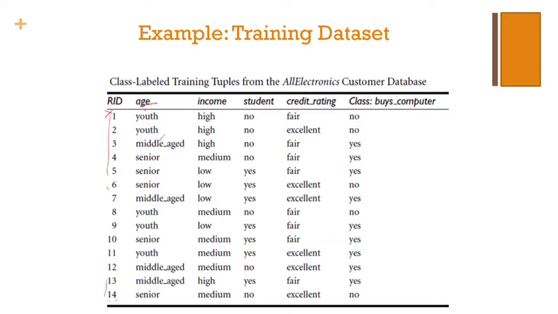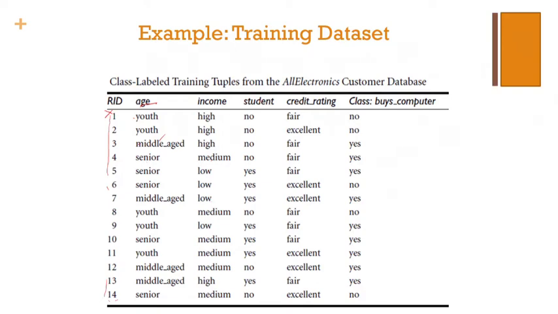The first attribute here is age. You can see here, it is not a numerical value. So it has youth, middle age, senior. I think those are what you have to note, okay, these are the values available. Income: high income, medium income, and low income.